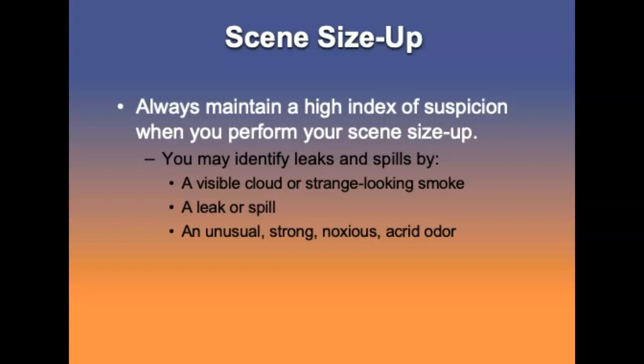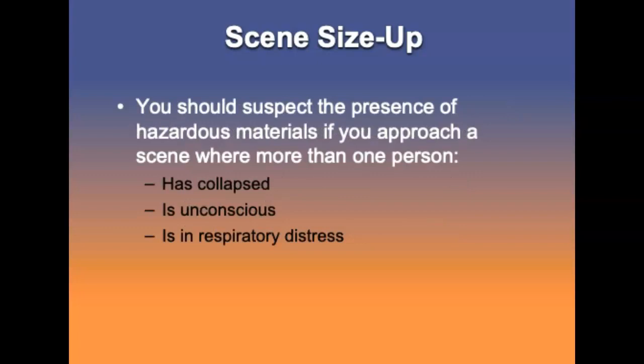You may be able to identify leaks or spills by a visible cloud, or a leak or spill from a tank, container, truck, or rail car with or without hazmat placards in place, or an unusual strong odor in the area. Some chemicals are odorized to indicate the presence of normally odorless gases, such as propane and methane. Some chemicals can only be detected by air monitoring instruments, such as carbon monoxide. Never rely on your sense of smell to identify the presence of a hazmat. You should suspect the presence of hazardous materials if you approach a scene where more than one person has collapsed, is unconscious, or is in respiratory distress.